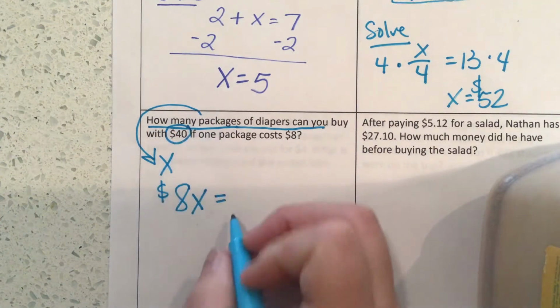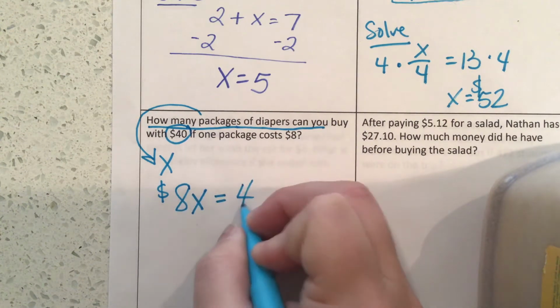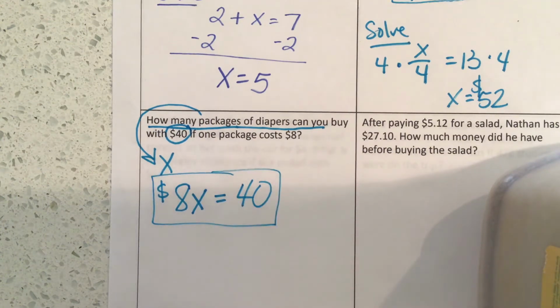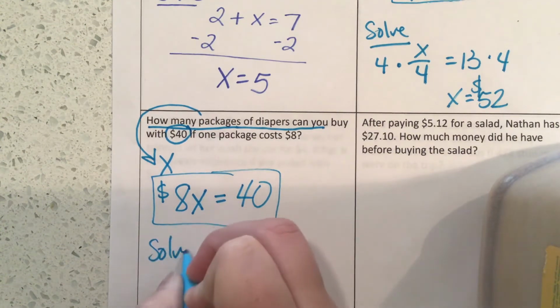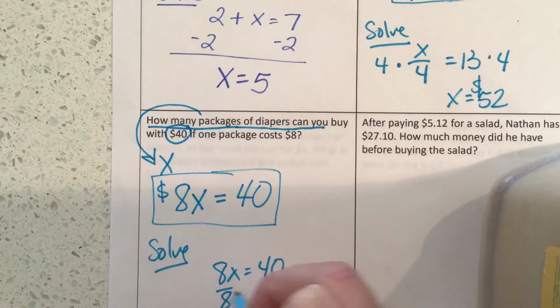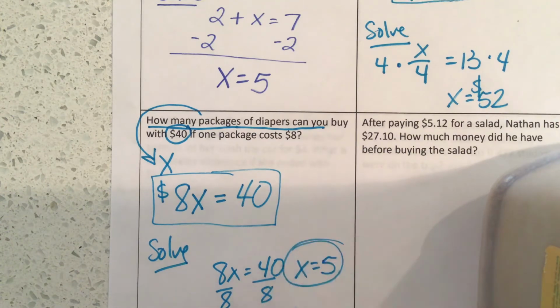And it says with $40, so we don't want to spend any more than $40. So the money we're spending here has to equal $40. So that would be your equation. So when we go down here to solve, 8x equals 40. Divide by 8 on both sides. Again, you probably can do this in your head. X is 5. So we could buy 5 packages at $8 a piece.